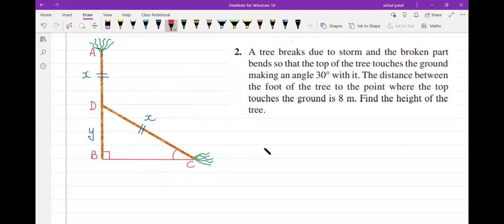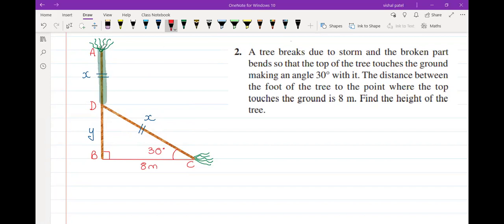A tree breaks due to storm and the broken part bends so that the top of the tree touches the ground, making an angle 30 degrees with the ground. The distance between the foot of the tree and the top where it touches the ground is 8 meters. Now see students, the figure is this way. Okay, understand this.